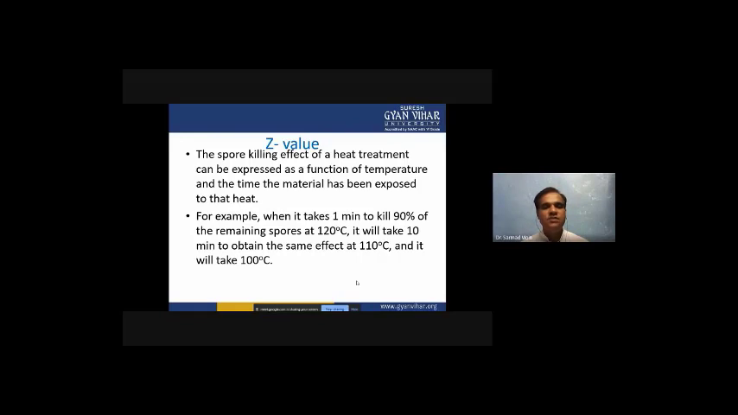When it takes 1 minute to kill 90% of the remaining spores at 120 degrees centigrade, it will take 10 minutes to obtain the same effect at 110 degrees centigrade, and it will take 100 minutes at 100 degrees centigrade.